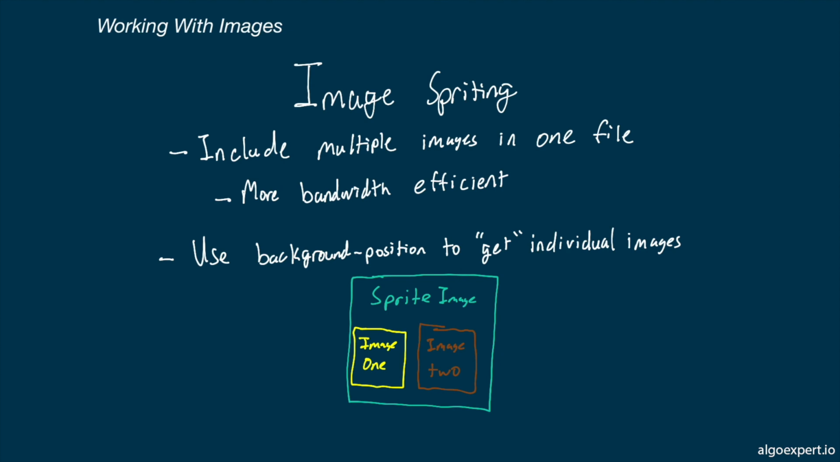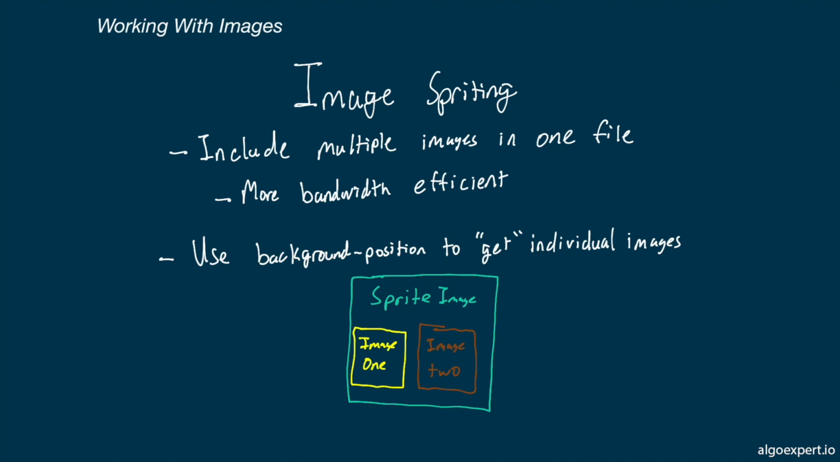To actually use the images, you would then use the background position property to get the individual images out of the larger image. This is a property intended to move the background inside of the image container, but combined with some clever sizing on the element, it can also be used to just use a certain portion of the image that you want.